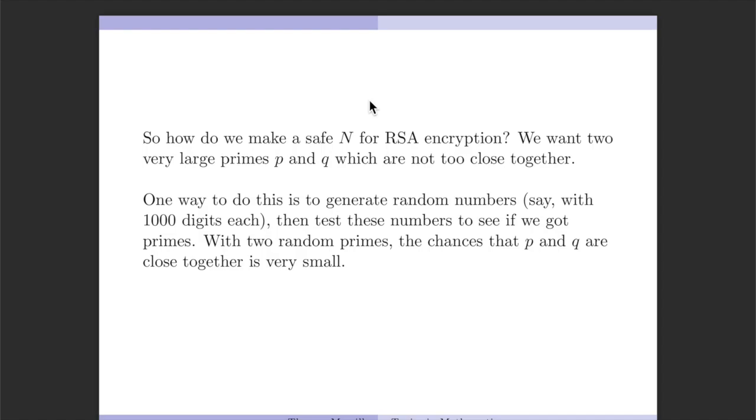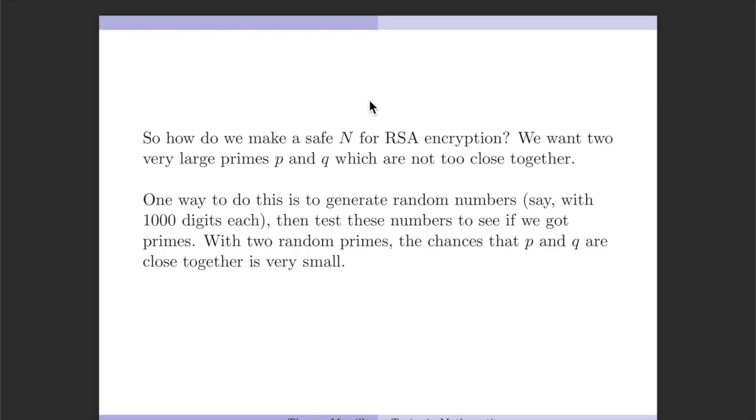But now I've got another condition. I can't just pick prime numbers that are too close together. We've already seen if I pick p and q too close together, Fermat factorization just gets them very quickly from the publicly disclosed information. All you need is the n. How do I make sure that my p and q are not too close together?